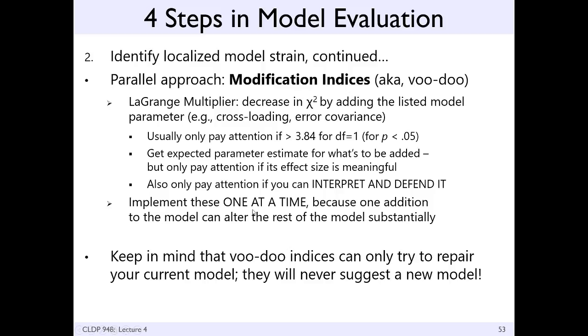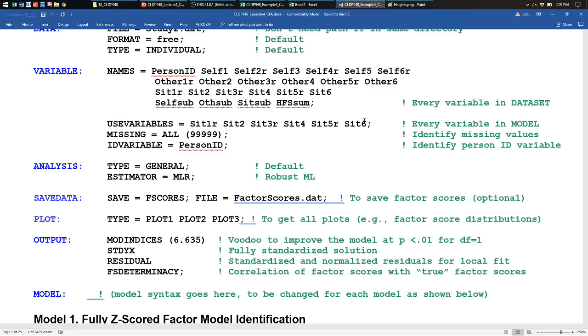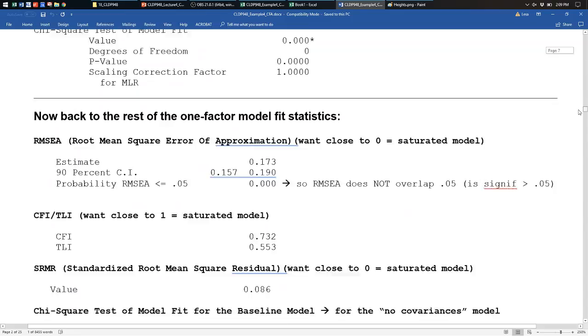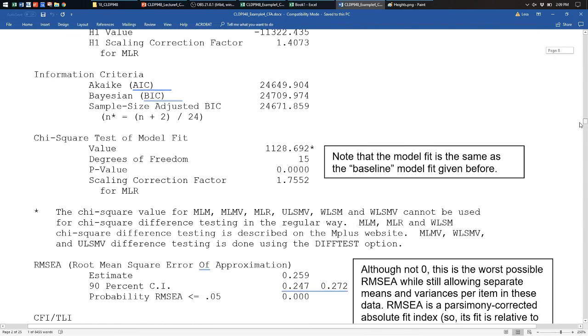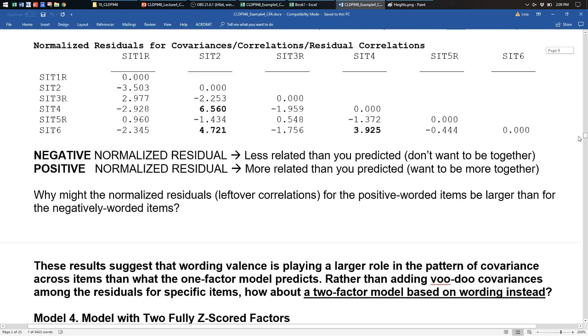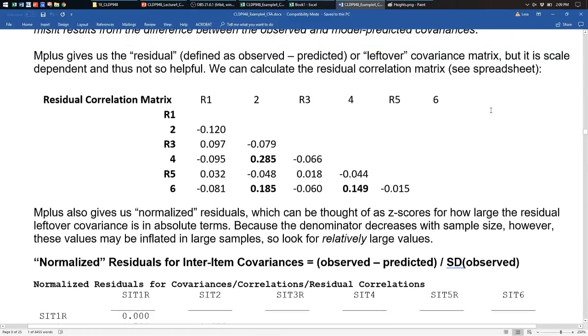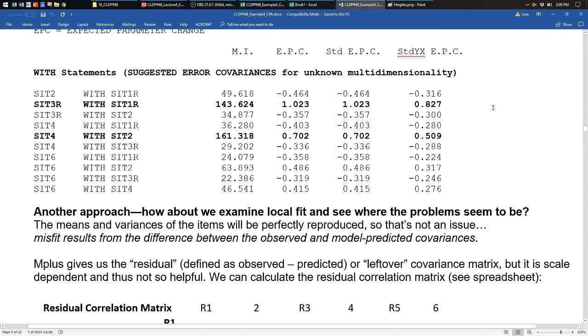M+ is like this program. It will always suggest fixing your current model. It will never suggest that you just need a new model. So that's this list here. Because I only have one factor, the only thing it can suggest to repair my discrepant correlations is error correlations to fill in those holes.